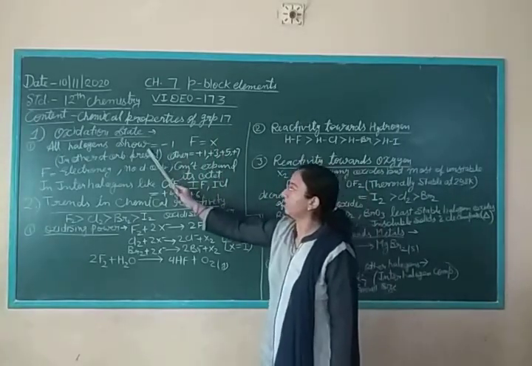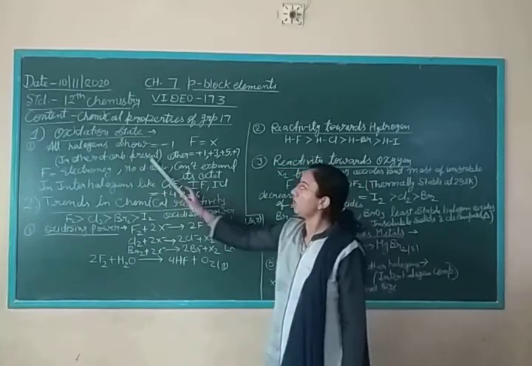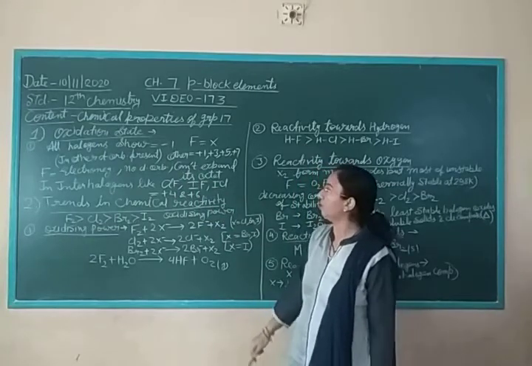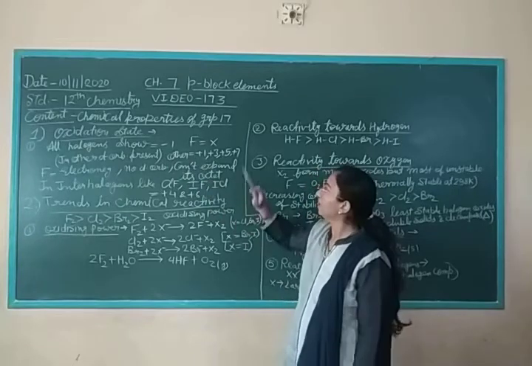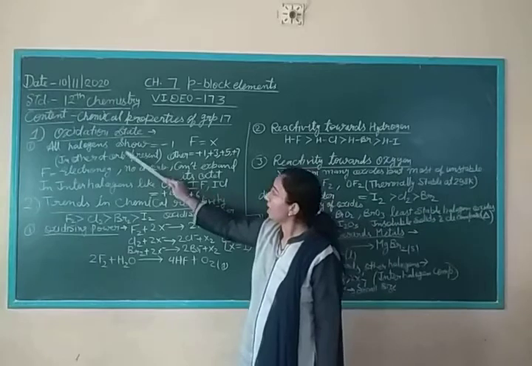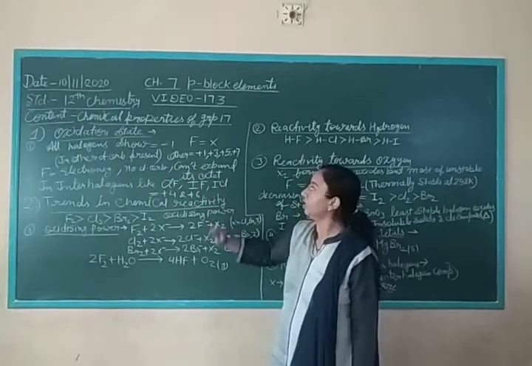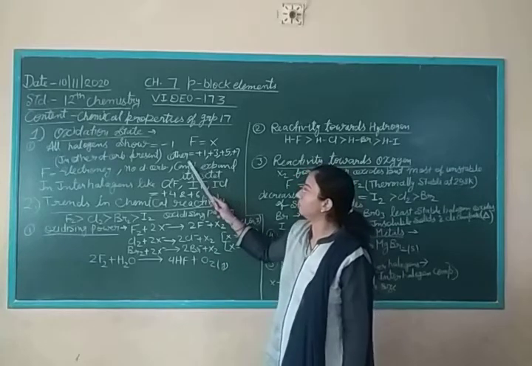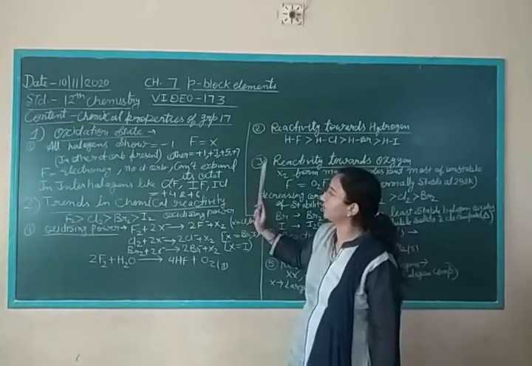The first chemical property is oxidation state. All halogens show the -1 oxidation state. Fluorine represents only -1, but the other halogens also represent +1, +3, +5, +7.